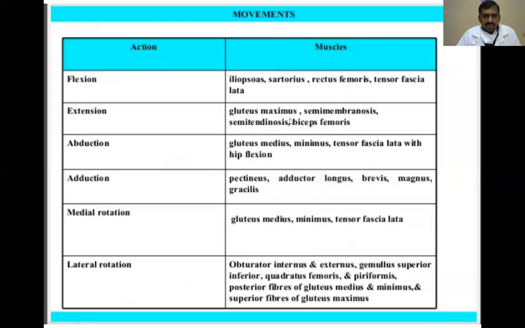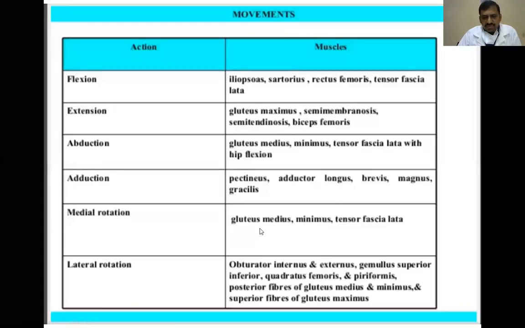Next, what are the muscles which are producing the movements? Flexion is by the iliopsoas, sartorius, rectus femoris, and tensor fascia lata. Extension is by the gluteus maximus, semitendinosus, semimembranosus, and biceps femoris. Abduction is by the gluteus medius, minimus, and tensor fascia lata with the flexion of the hip. Adduction is by the pectineus, adductor longus, brevis, and magnus, and gracilis.